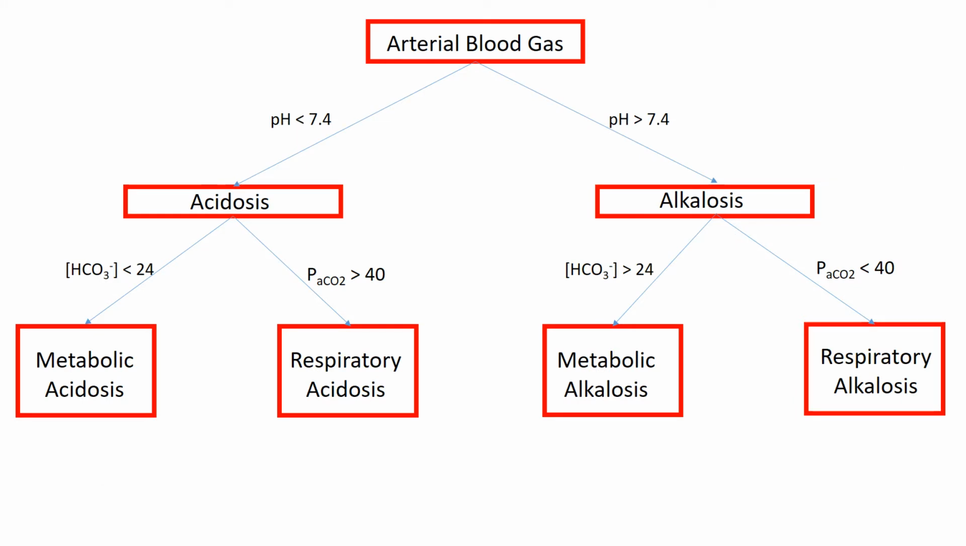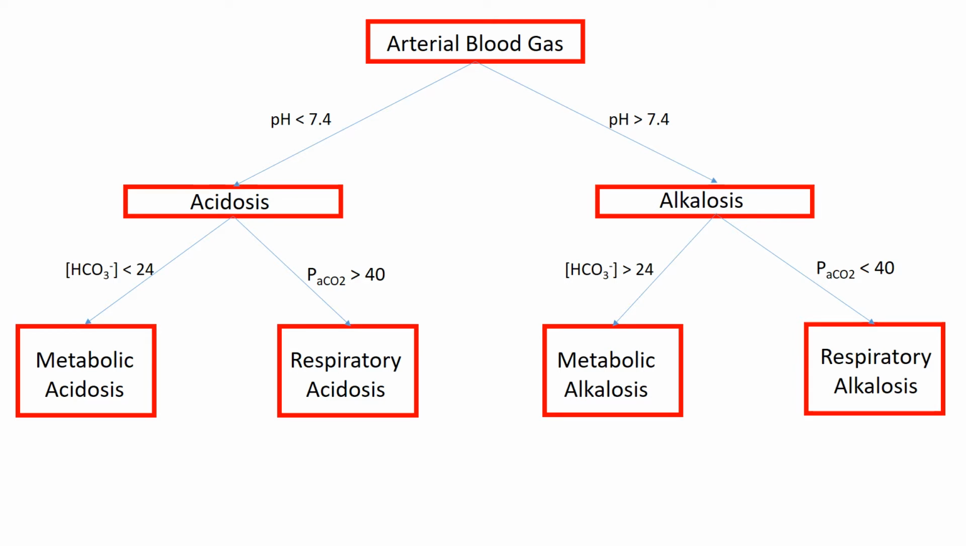This is another framework for how to evaluate the four major kinds of acid-base disturbances. You start with an arterial blood gas, and the pH should be between 7.35 and 7.45. If less than that, then you're thinking acidosis, and if greater than that, you're thinking alkalosis. For our acidotic processes, it can be metabolic or respiratory in nature.